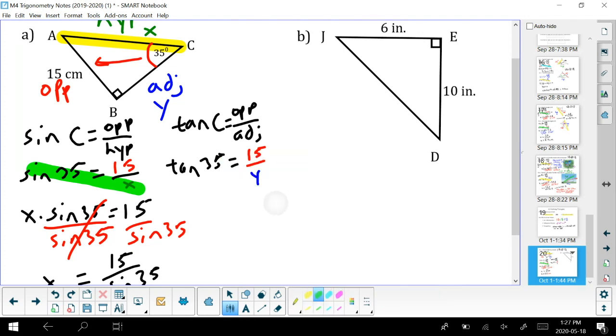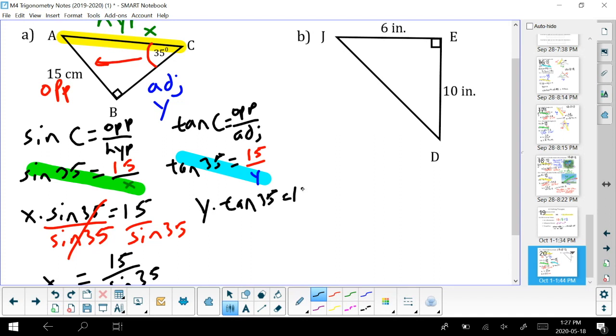So we're going to get rid of the y by multiplying both sides by y. And we have y times the tangent of 35 is equal to 15.